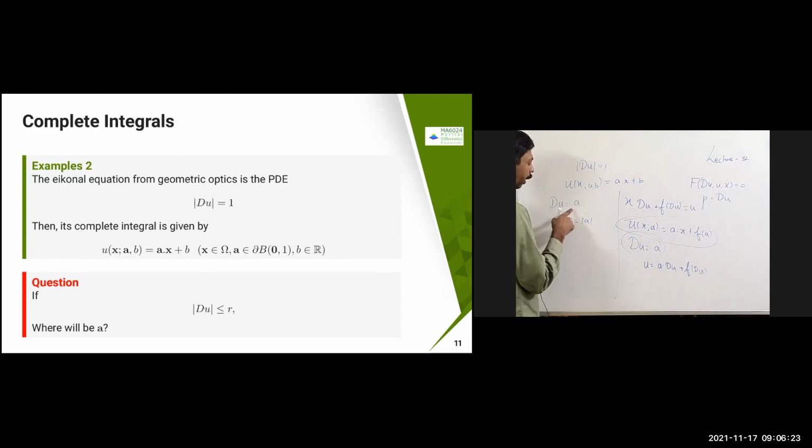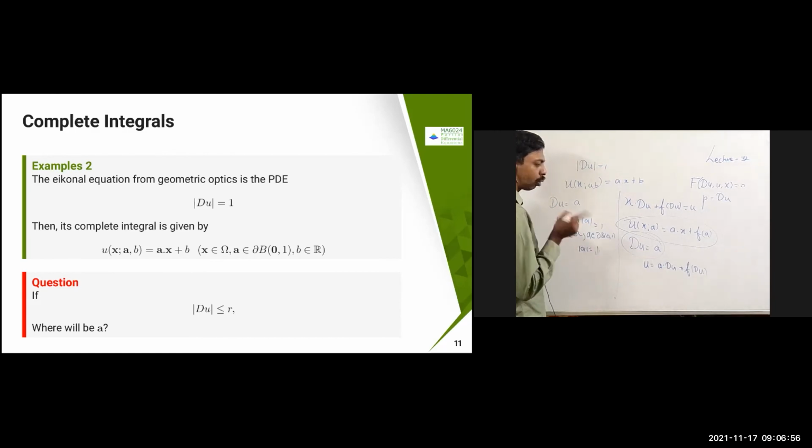Therefore I cannot say that it is defined for all of R power n, but it is defined in some region. That region is the set of all x belonging to omega such that a belongs to the boundary of B of 0 comma 1, a ball with center at 0 and radius 1. So if a belongs to the boundary of B of 0 comma 1, automatically mod a equal to 1, and therefore mod Du equal to 1.